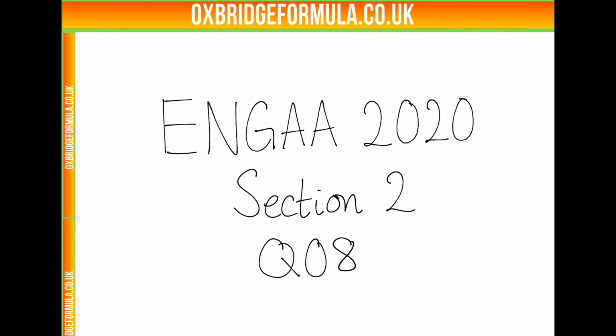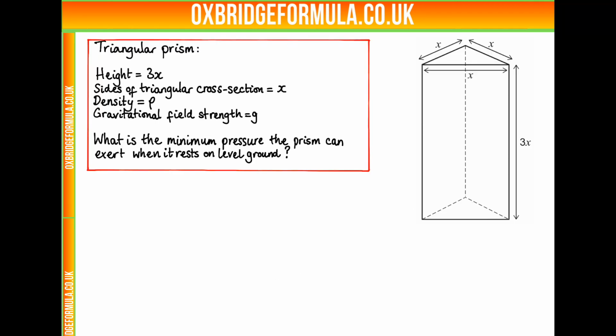This question is taken from the ENGAA 2020 Section 2 paper, and it is question 8. The question reads: we have a triangular prism of height 3x, the sides of the triangular cross-section are x, density is ρ, gravitational field strength is g, as shown in the diagram here. What is the minimum pressure the prism can exert when it rests on level ground?